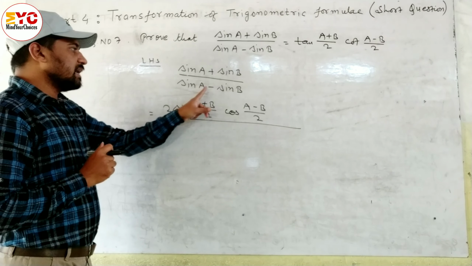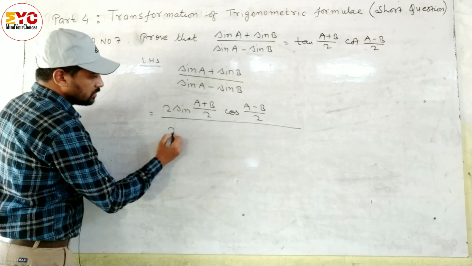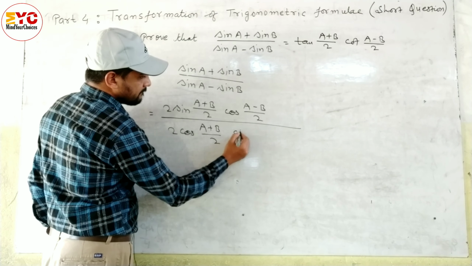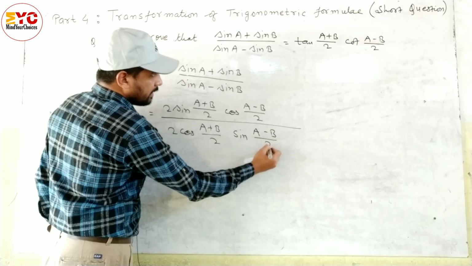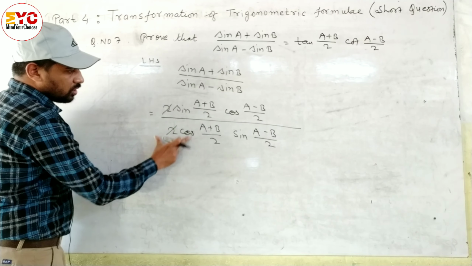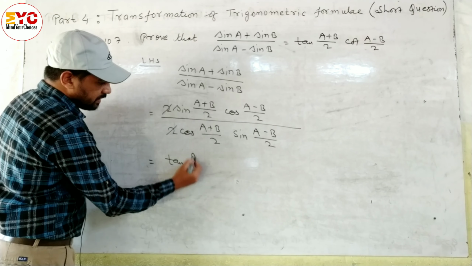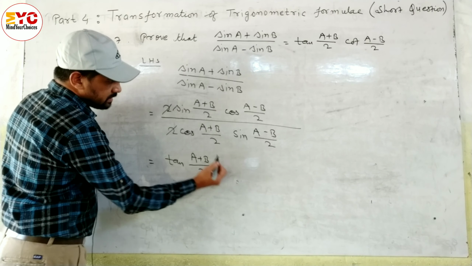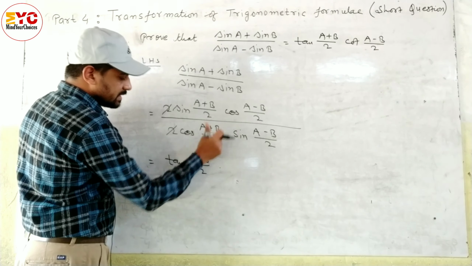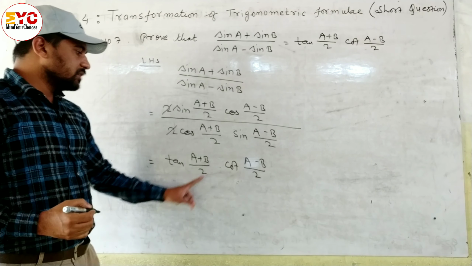Similarly, the formula of sine A minus sine B is 2 cos A plus B by 2 sine A minus B by 2. So again this 2 and 2 cancel. Sine A plus B by 2 by cos A plus B by 2, sine by cos, it will be tan. Here A plus B by 2, so we can write tan A plus B by 2. Similarly, cos by sine means cot. Here A minus B by 2, so we can write cot A minus B by 2.